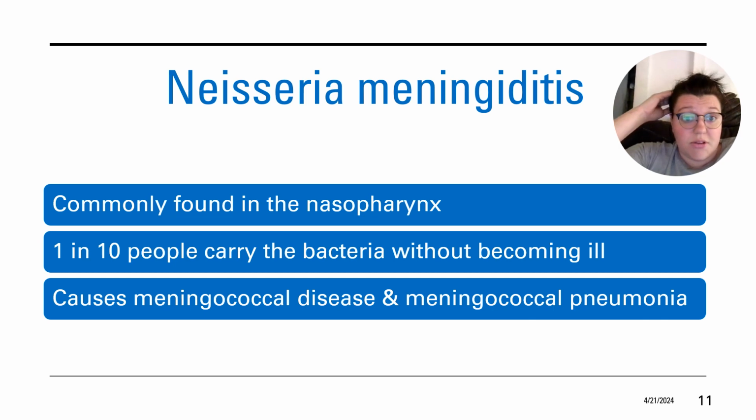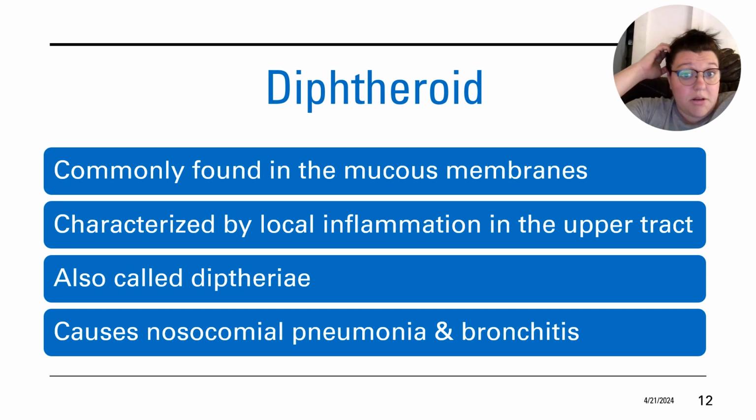Neisseria meningitidis. This is commonly found in your nasopharynx. 1 in 10 people actually carry this bacteria without becoming ill. Like I said before, you may carry these your whole life and not be affected by them, but some people are. This will cause meningococcal disease and meningococcal pneumonia. Next, we have our diphtheroids, which are also called diphtheria. These are commonly found in your mucous membranes, and they're characterized by local inflammation in that upper respiratory tract. This can cause nosocomial pneumonia and bronchitis.